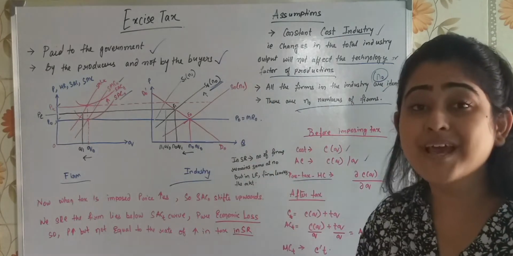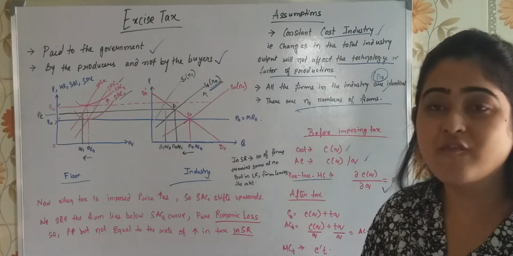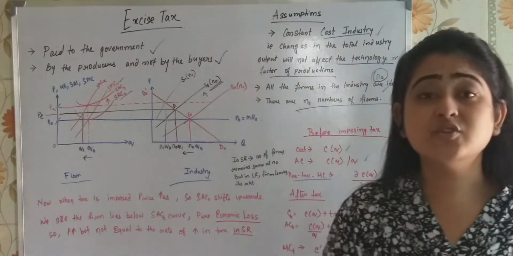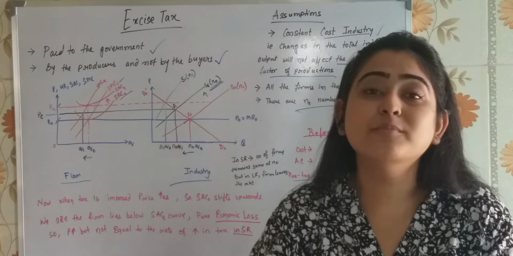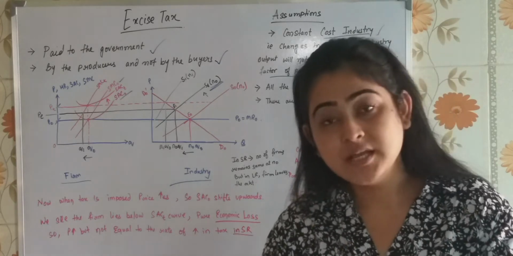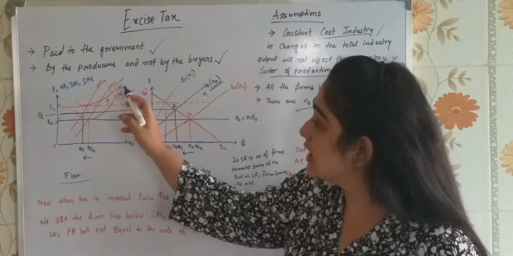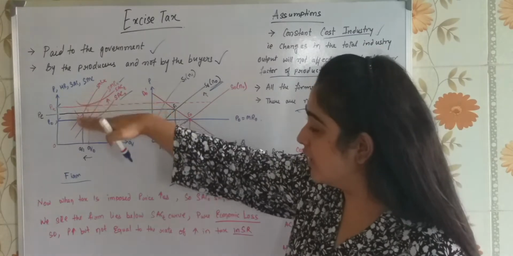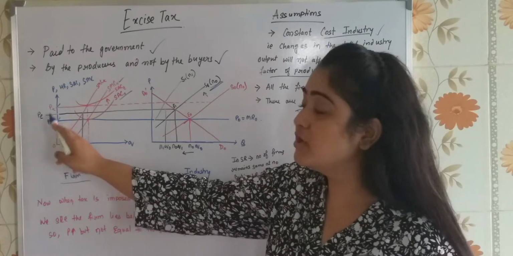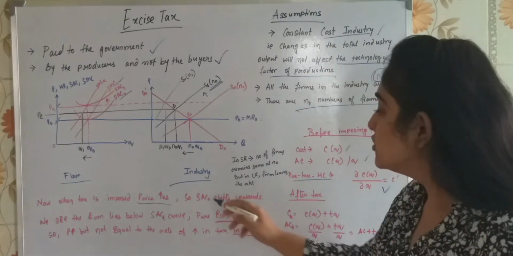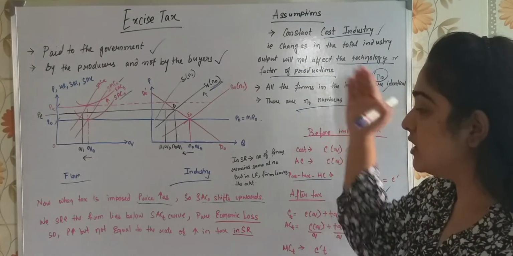And how many firms are there still in the market? N0 number of firms. That means this situation is a short run situation. It means there are still N0 number of firms present in the market. Got it? Now you see here SSC is above, right? When tax is imposed, price is increasing from P0 to PT. It is increasing. So the SSC curve is shifting upward.